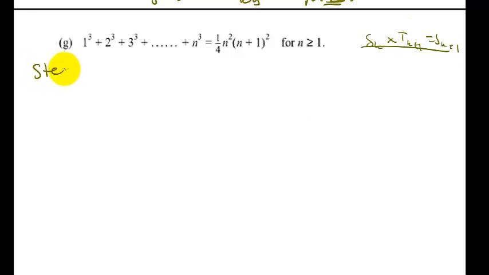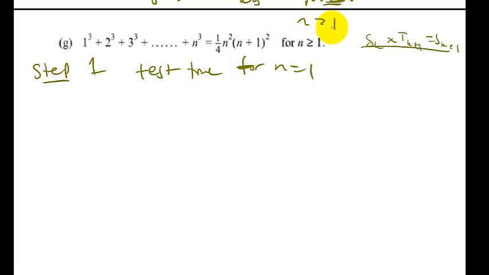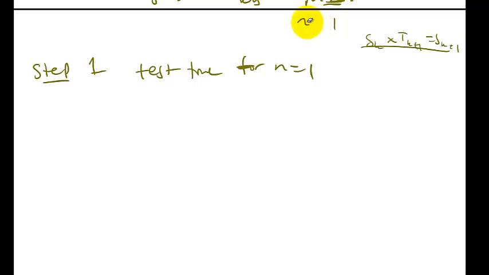All right. Step 1. What do I do? Let's see if you remember. Test true for n equals 1. And then you can see, because it's obviously true. If n was greater than 1, what do you test true for? For n greater than 1, you have to test true for n equals 2, because it's not equal to 1. Yeah. Oh, crap.